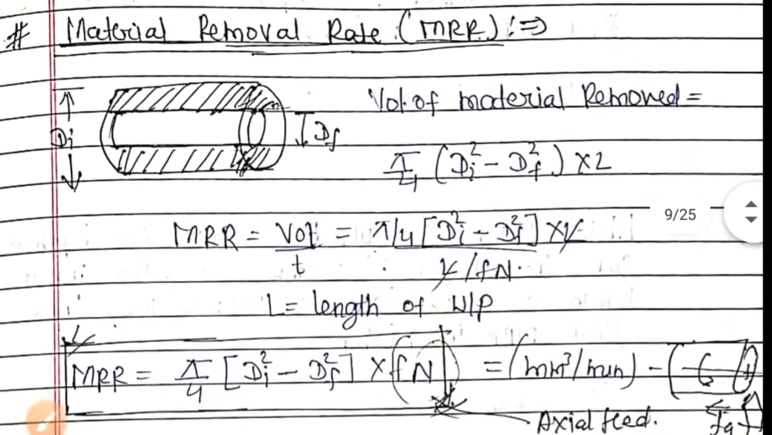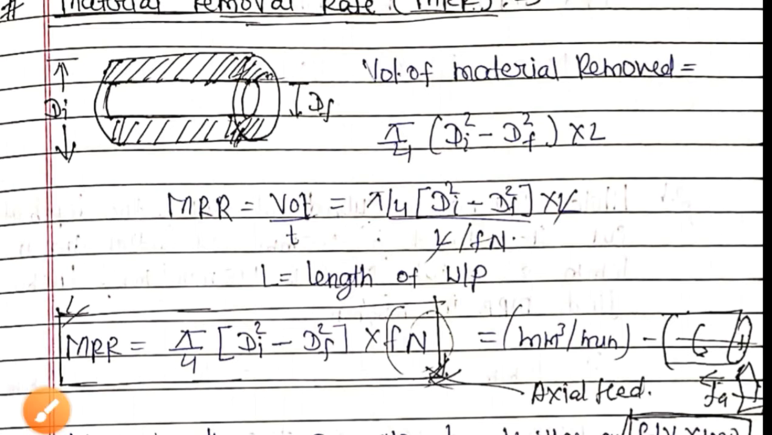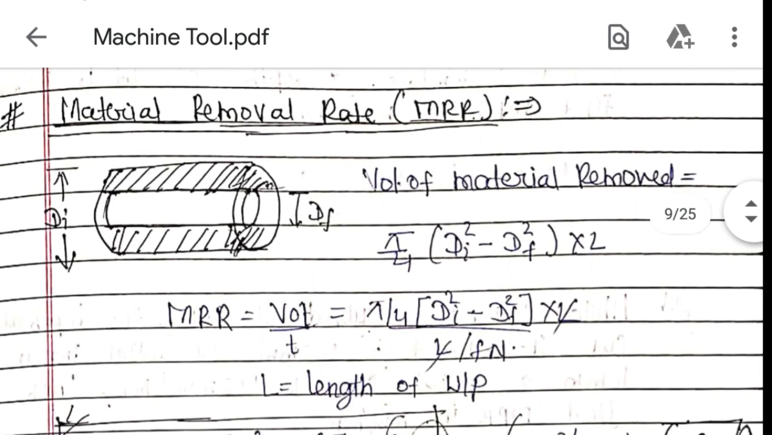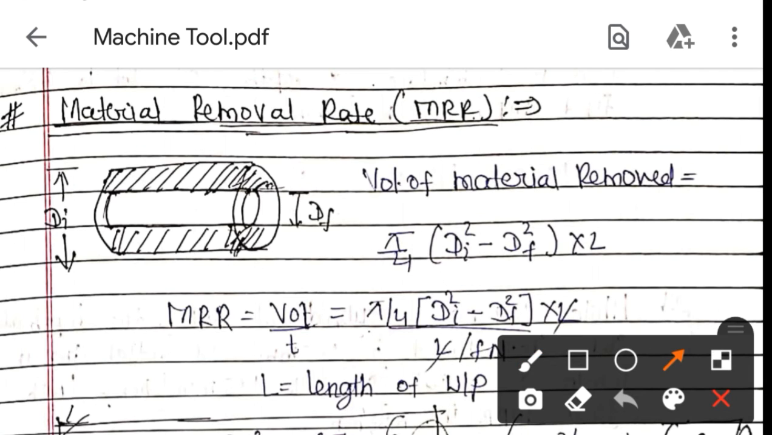The other topic is also an important one, which is the material removal rate. I guess this year in the GATE exam, they asked one question related to material removal rate. I don't remember the question exactly, but it was related to an MRR problem. So we'll talk about how to find the material removal rate. What is the material removal rate? It is the volume of material removed per unit time, the ratio of volume divided by time.